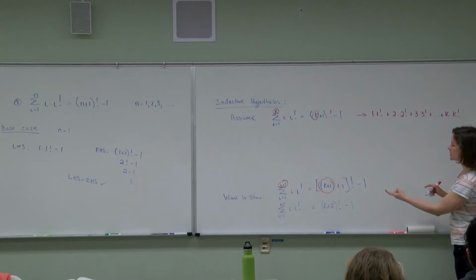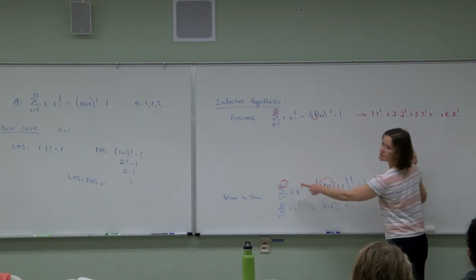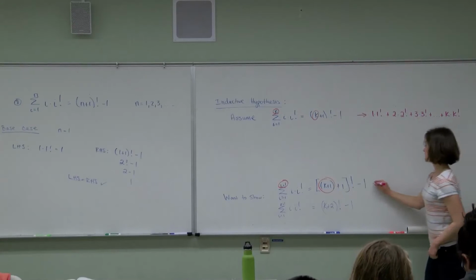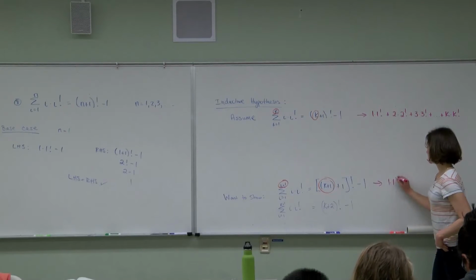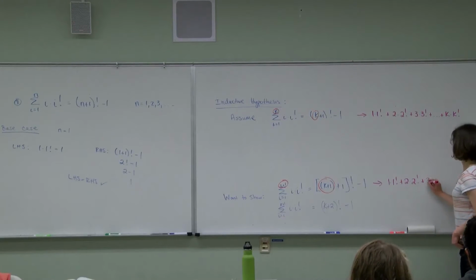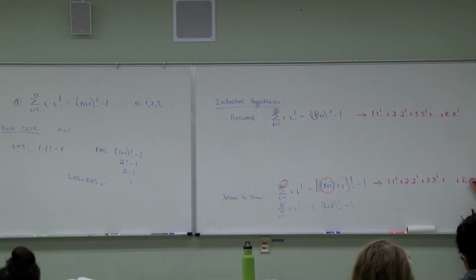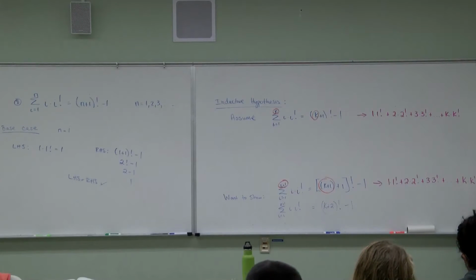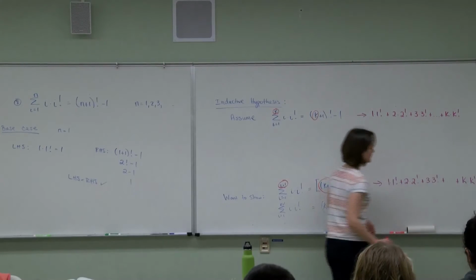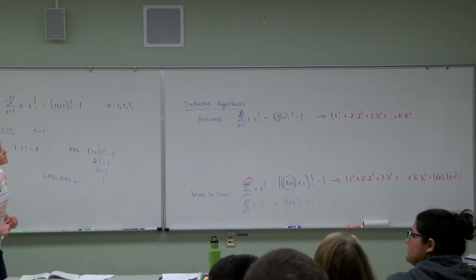And then down here, we should have the same thing, only with an extra term, where I is equal to k plus 1. Okay, so if we write that out, we'll get 1 times 1 factorial plus 2 times 2 factorial plus 3 times 3 factorial. We still have up through k times k factorial, but then we're adding on a k plus 1 times k plus 1 factorial.